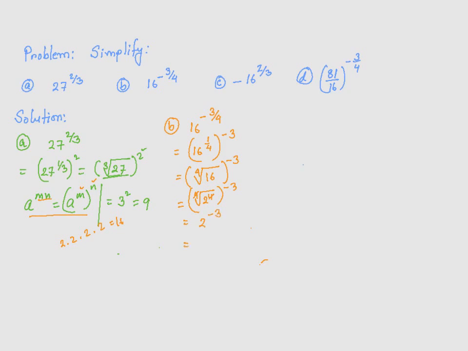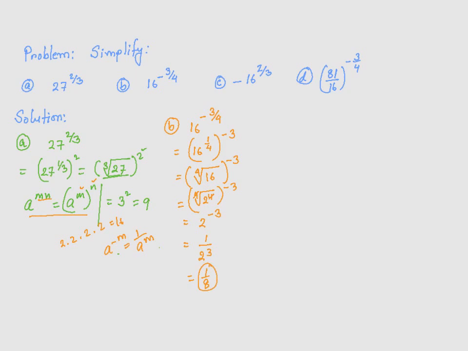Now 2 to the power negative 3 is, by the way, 1 over 2 cubed. Why? Remember the rule, a to the power negative m is 1 over a to the power m. That's the definition. Now 1 over 2 cubed is 1 over 8. And that should be your answer for part B.